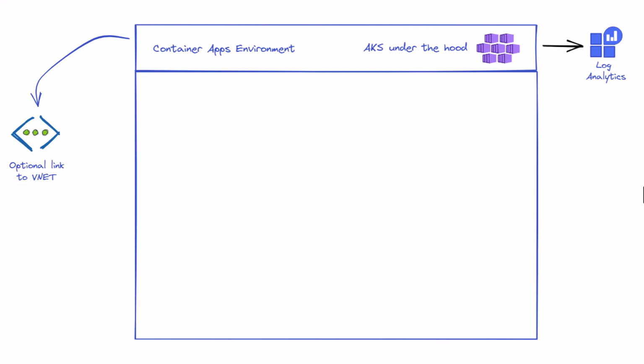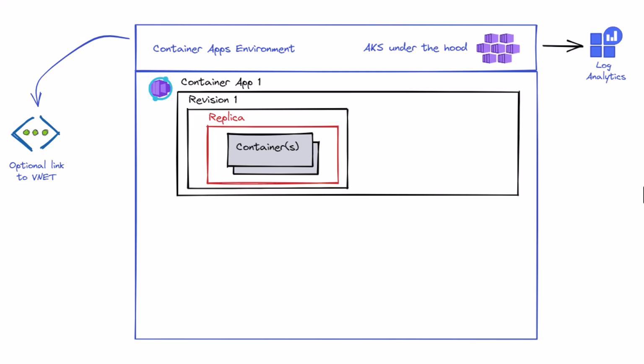Now, when we are going to deploy the web UI and the API, as previously discussed, we will have to deploy container apps. So when I deploy my container app, the web UI, the first time, I'll get a container app, but I'll also get a first revision, a first version of my deployed application.